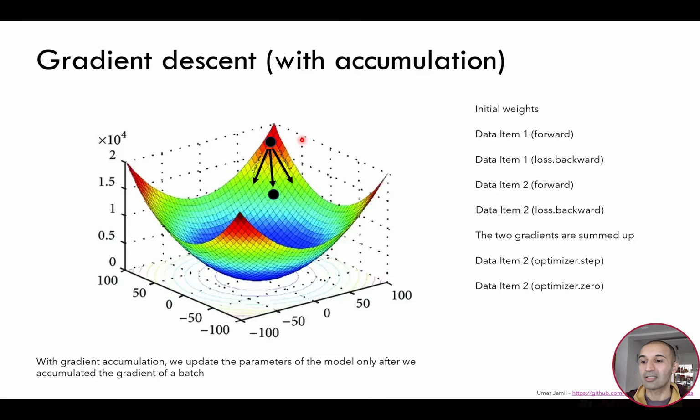And so with gradient accumulation, we update the parameters of the model only after we accumulated the gradient of a batch, and we can decide how big we want this batch to be. So gradient accumulation is used not only in distributed training, it's also used, for example, when you want to accumulate the gradient without increasing the batch size, because maybe a bigger batch size doesn't fit in your GPU. So you can accumulate the gradient for more than one item and then move the parameters, because this will result in a smoother training. The loss will oscillate less, for example.